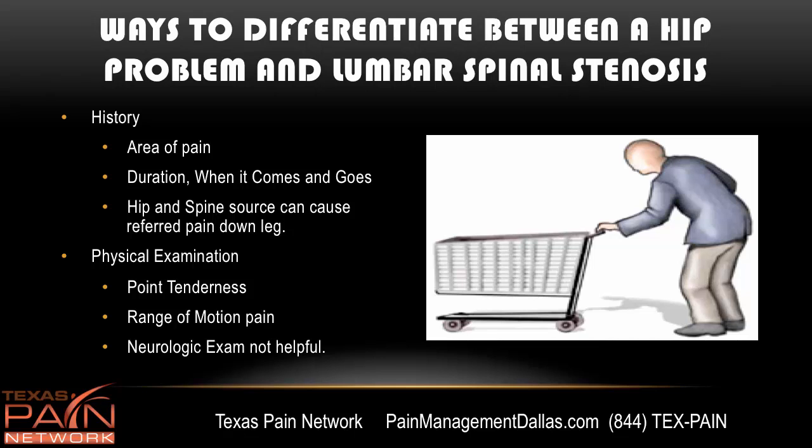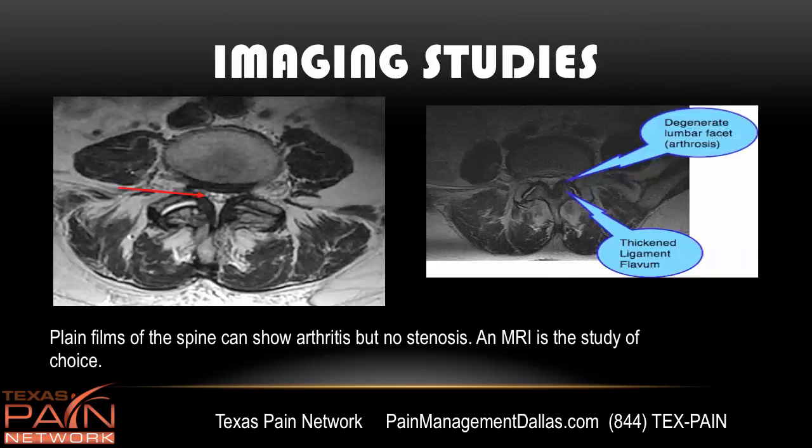The neurologic exam is not very helpful. The shopping cart sign is right out of a textbook. If someone has spinal stenosis, they typically feel better leaning forward because it opens up room for the nerve roots. So the story typically is, oh, I feel better when I'm in the grocery store and I lean forward on the cart. That is right out of a textbook.